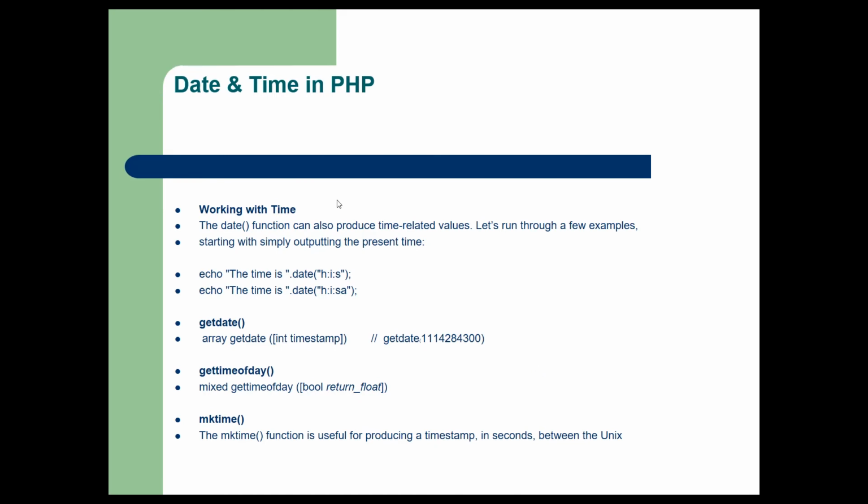Working with time. The date function can also produce time-related values. So if we pass h, i, and s as an argument inside the date method, it will display the current time. And if we pass letter A with the time as well, it will display AM or PM with the time.